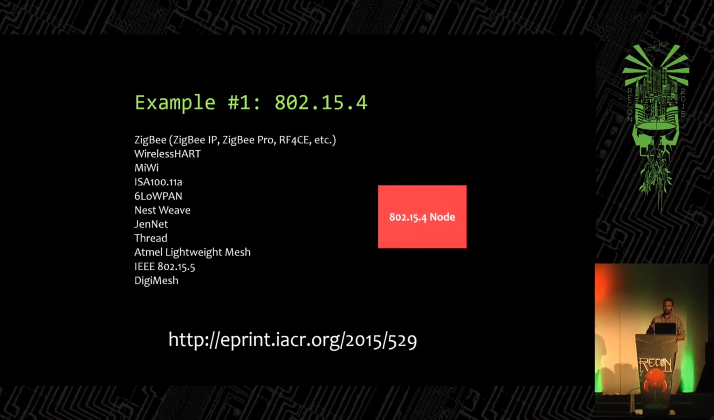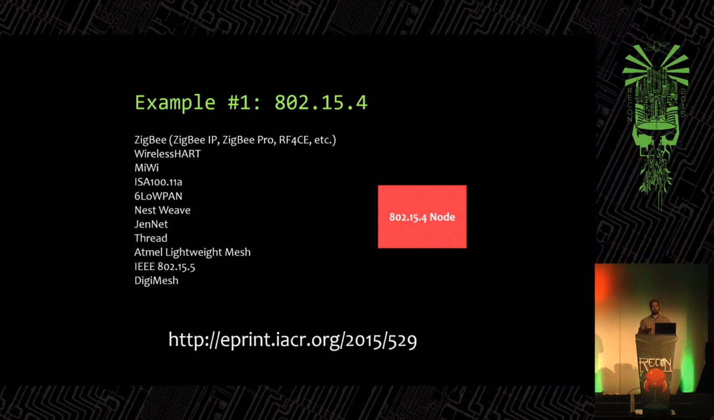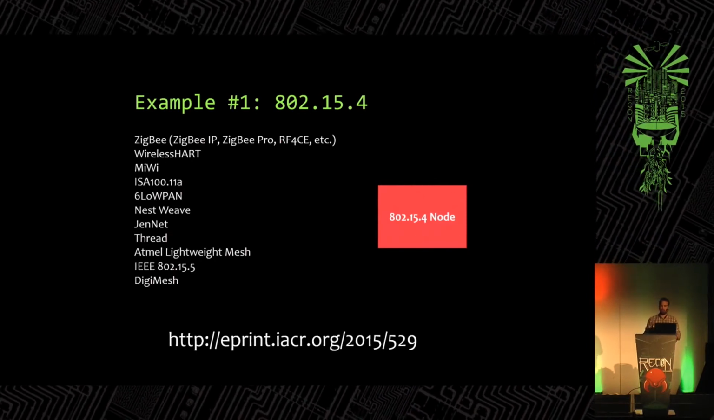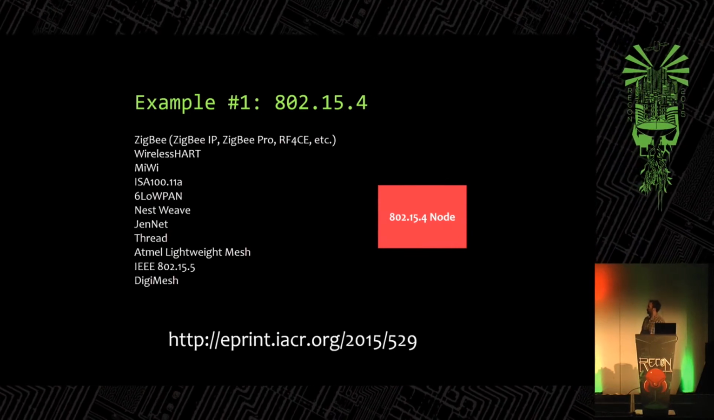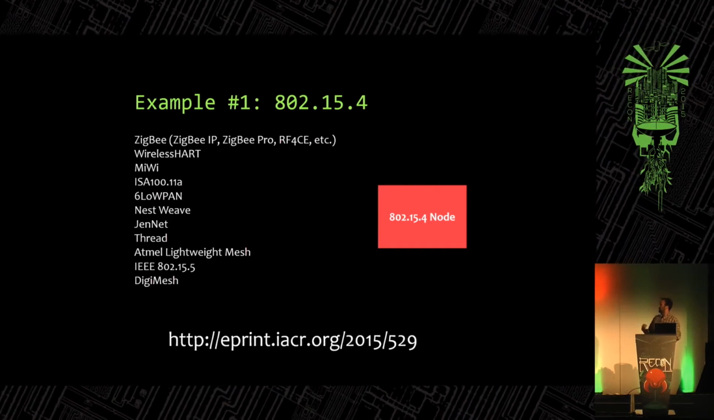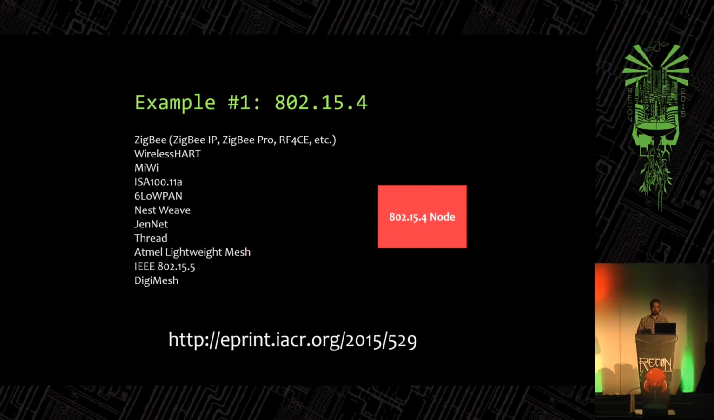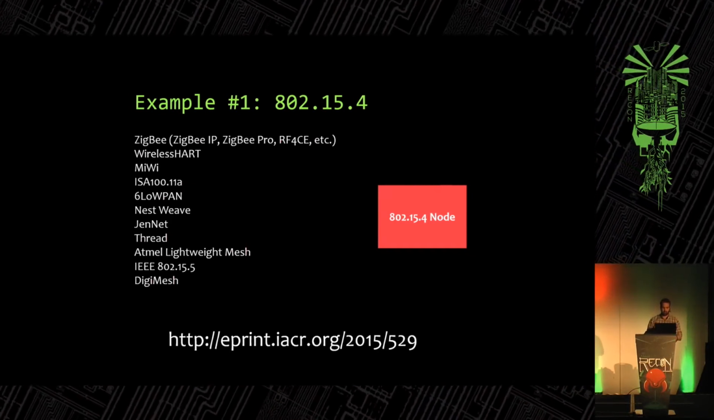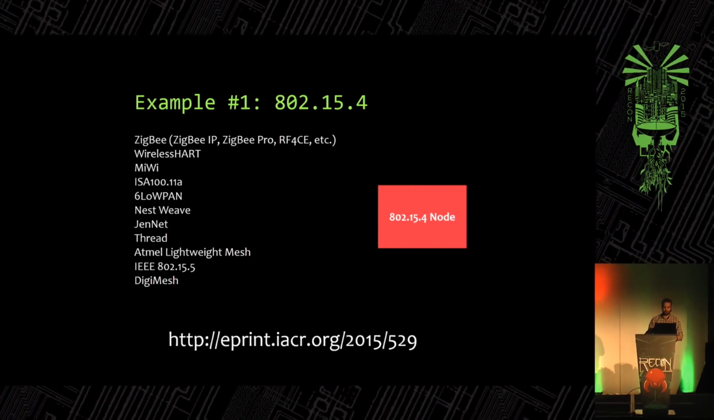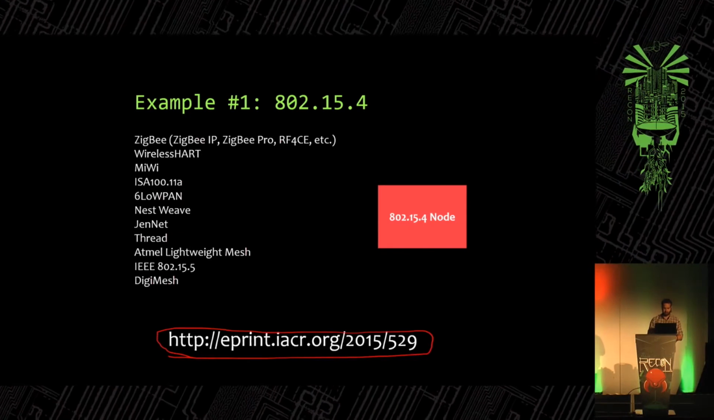And you might know it better by other names. So 802.15.4 is the lower layer protocol used by all of these. All of the Zigbee ones people have probably heard about, but all of these protocols are built on top of 802.15.4. And if you want more details, by the way, about the attack, it's in this paper here that I just put online. So this is the first time I've really talked about it.